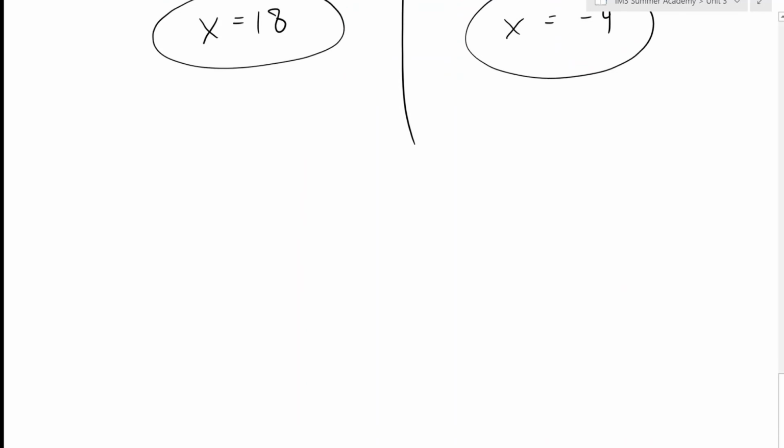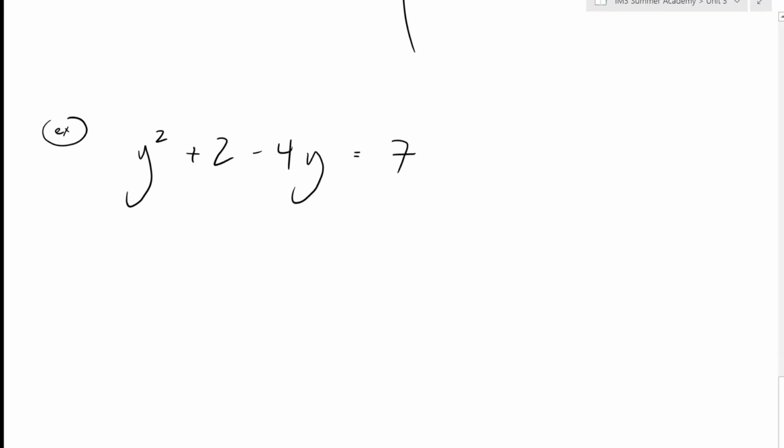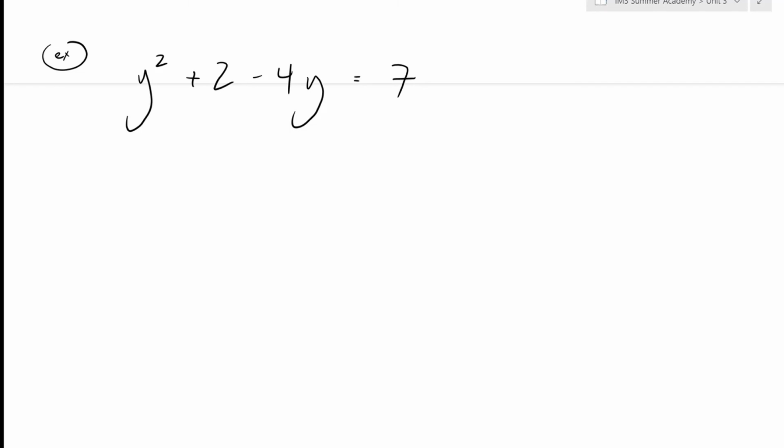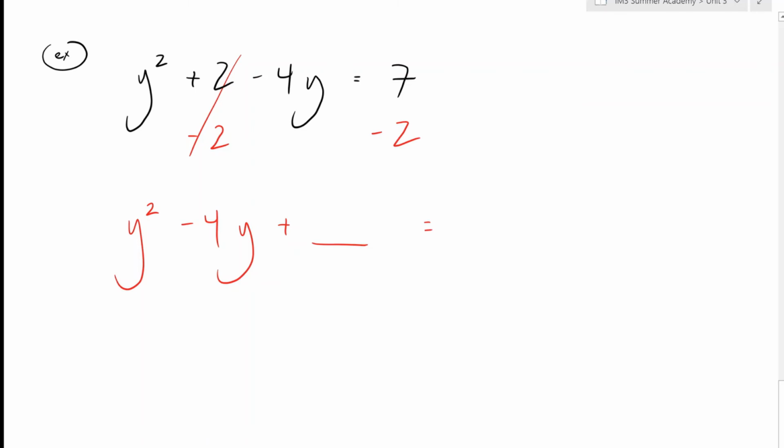So one last one for these notes. Y squared plus 2 minus 4y equals 7. Things are a little out of order, but still we want all the constants over here on the right, so that's actually the 2 we're going to move. So y squared minus 4y plus a blank equals, that's a 5, plus another blank. Let's find out what goes in the blank.